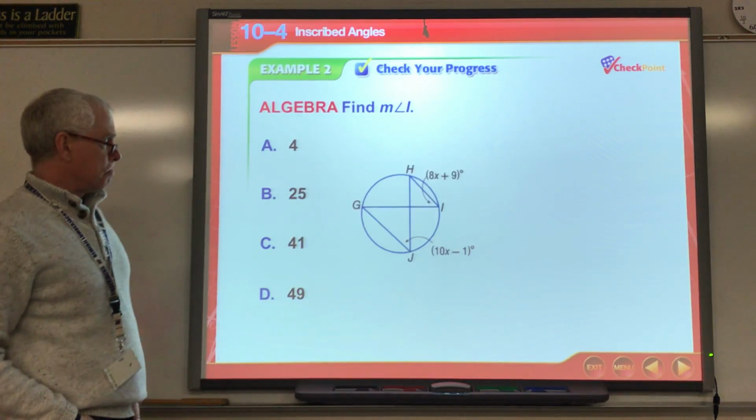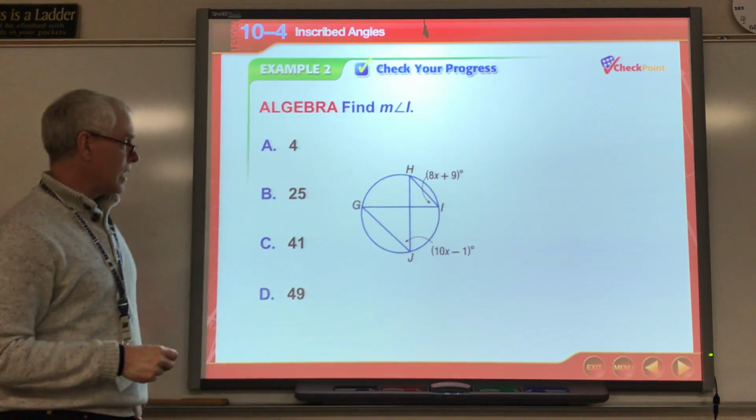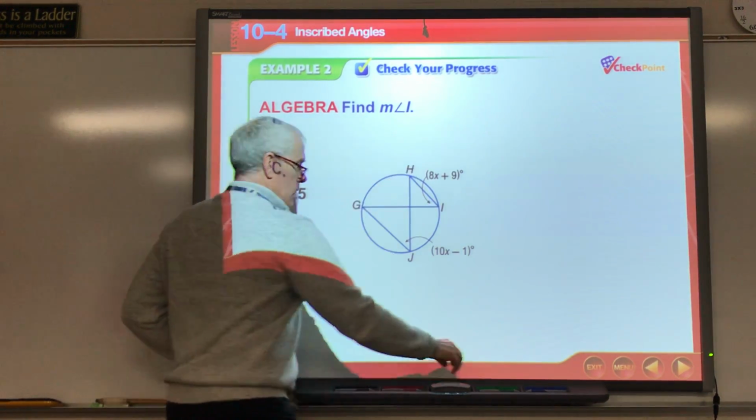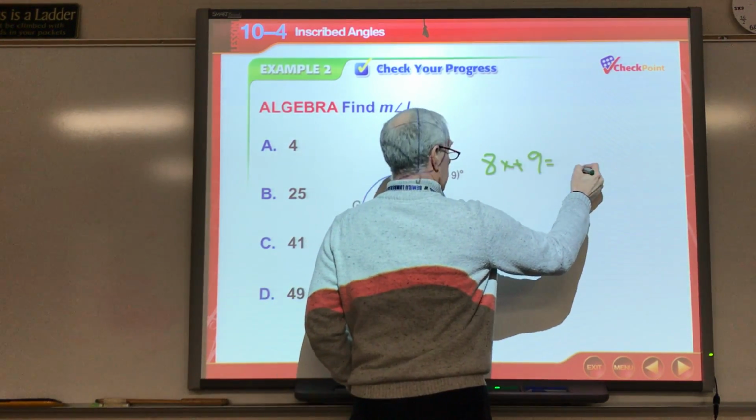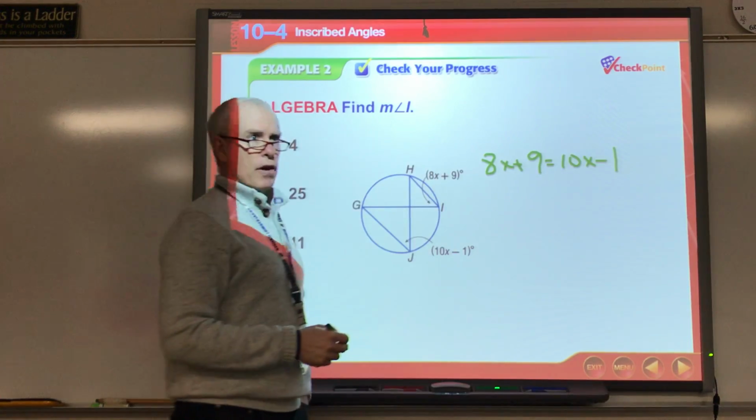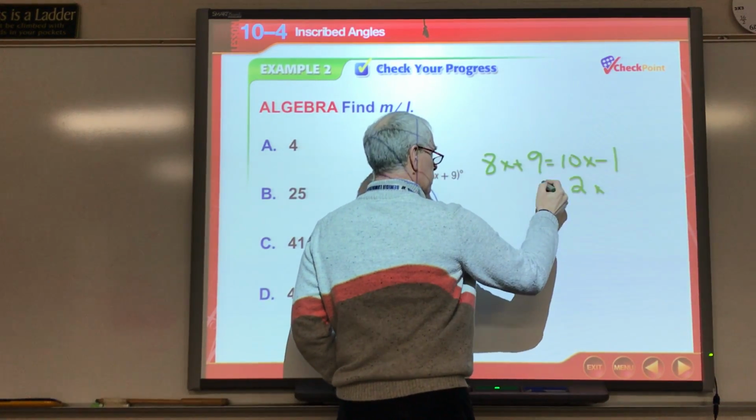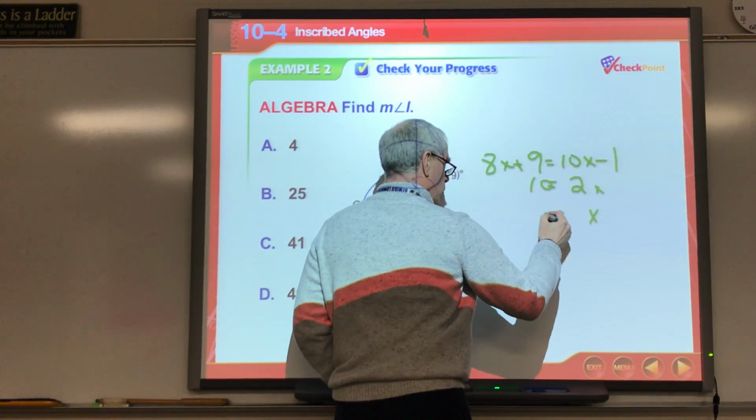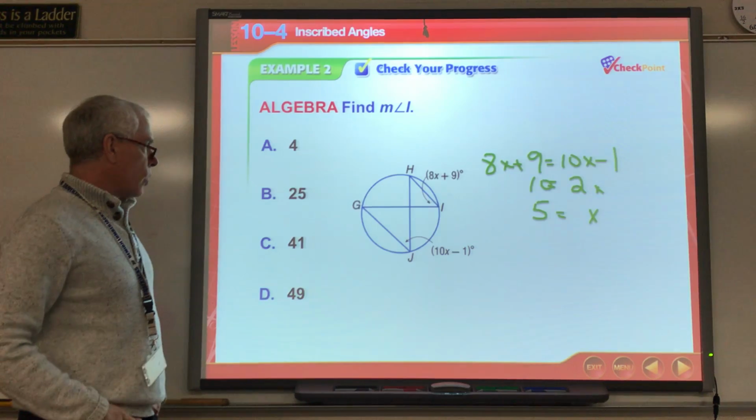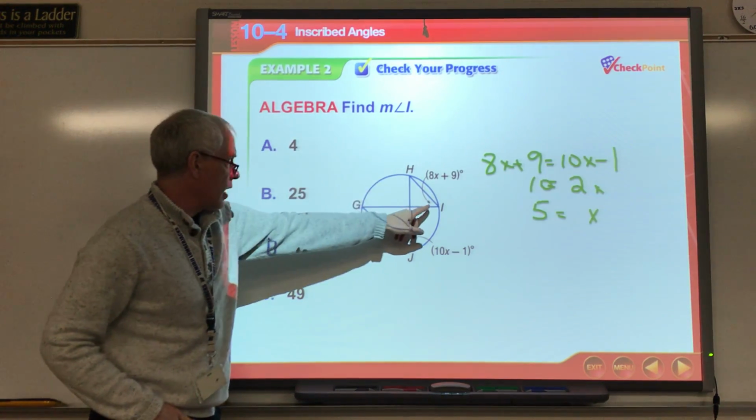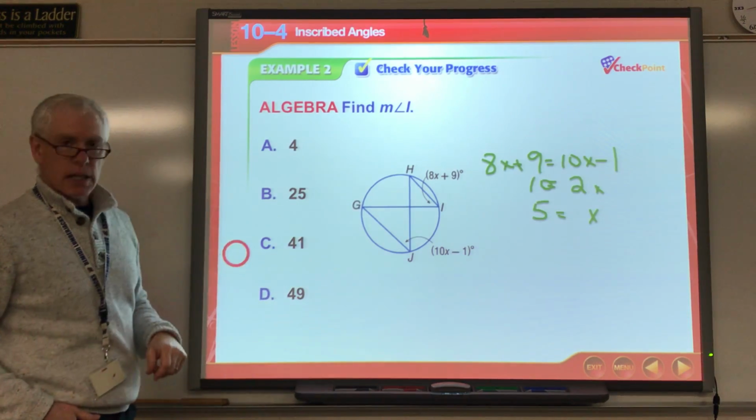So you guys give it a shot. Same thing, angle J and angle I are inscribed angles. They intercept the same arc, GH, so I'm going to set these expressions equal to each other. I'm going to solve for x, so I'm going to move this over, I'm going to get 2x, I'm going to add the 1. Divide by 2, and I know x is 5. And so, knowing x is 5, to find the measure of I here, I'm going to put it back in. 8 times 5 is 40, plus 9. If you got 49, give yourself a pat on the back.